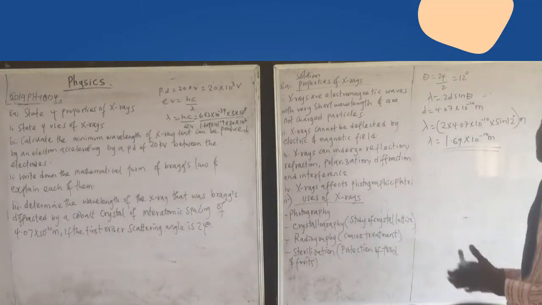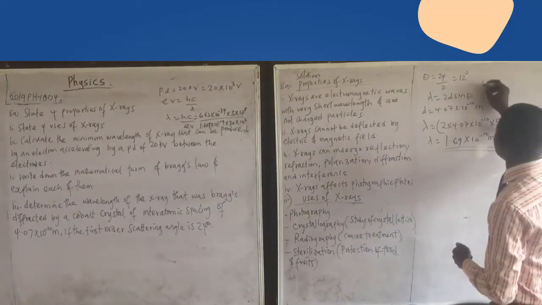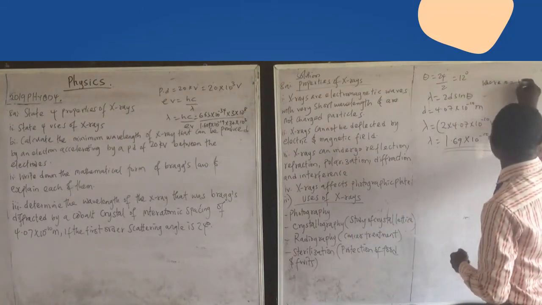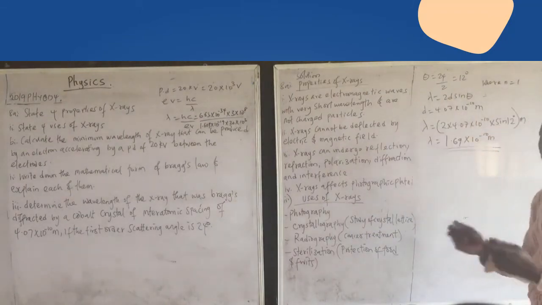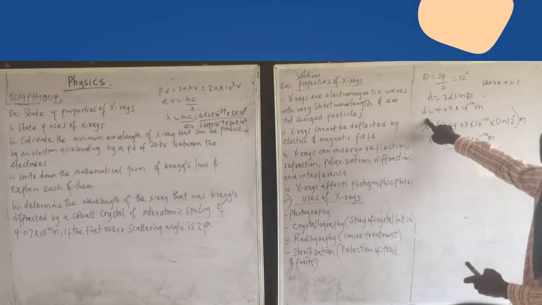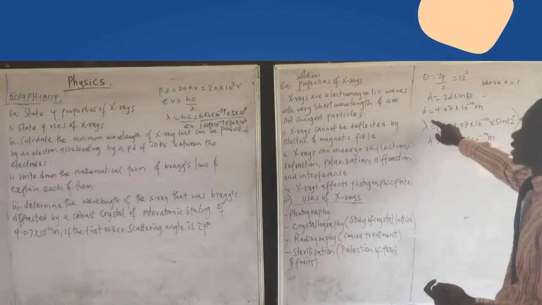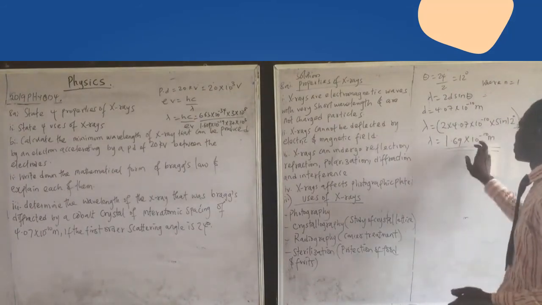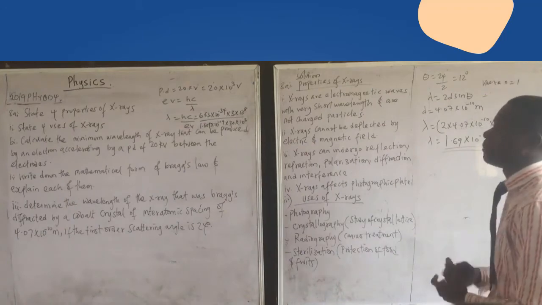2d sine theta equals n lambda, where n is 1. So 1 times lambda still gives you the same lambda. Fix all your values, your separating distance between the layers, and multiply it by the sine. So you get 1.69 times 10 to the minus 10.